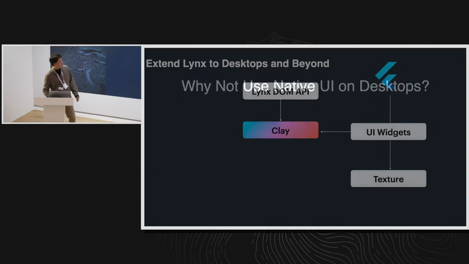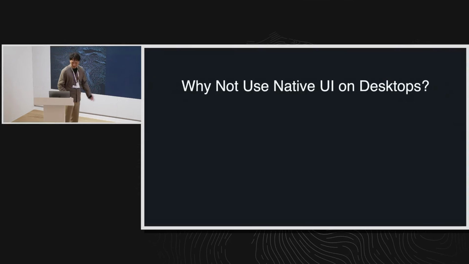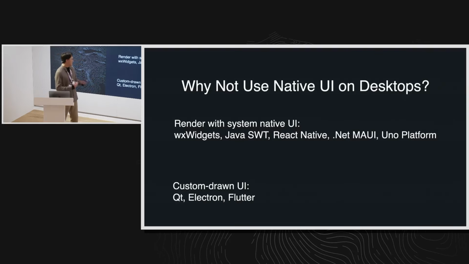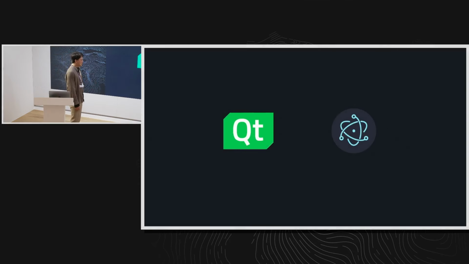But why don't we also use native UI on desktops? There are some cross-platform engines that do use native UI, for example, Java SWT and React Native. But still, there are other cross-platform engines using custom-drawn UI, for example, Qt, Electron, and Flutter. In my personal opinion, the favorite frameworks to code a desktop application are Qt and Electron. They both use custom-drawn UI.